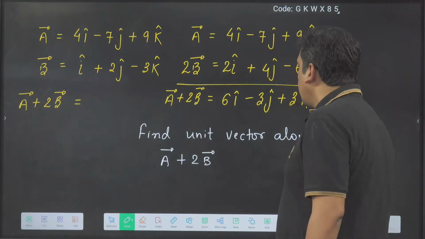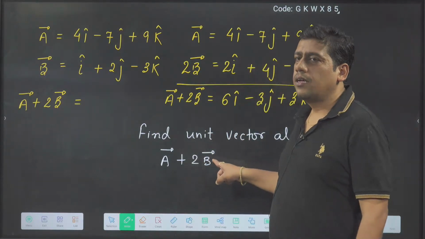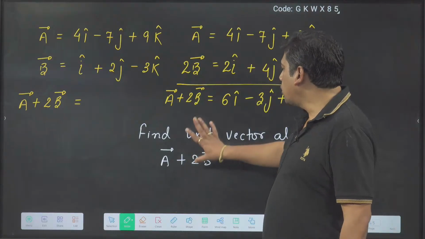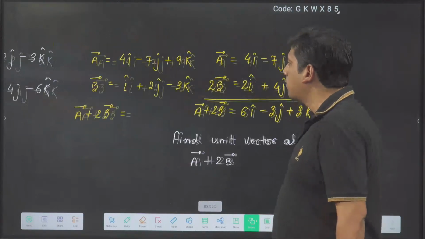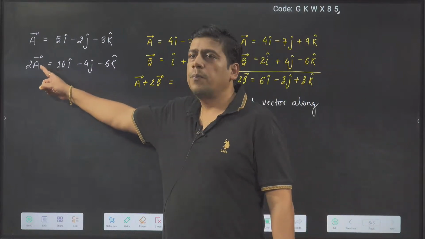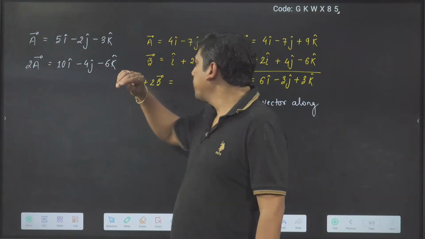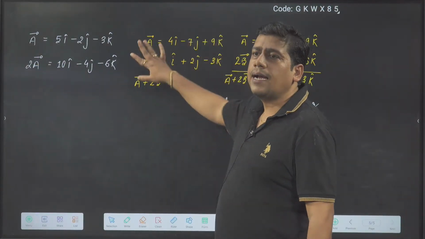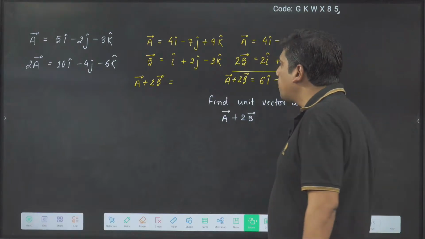See, the tough question was this one only. But to approach this question, please understand my teaching process, what I'm trying to do. First of all, I told you how to multiply any vector with a number. Then I told you how to multiply and add. Now I'm telling you how to take the unit vector. Please understand the process.